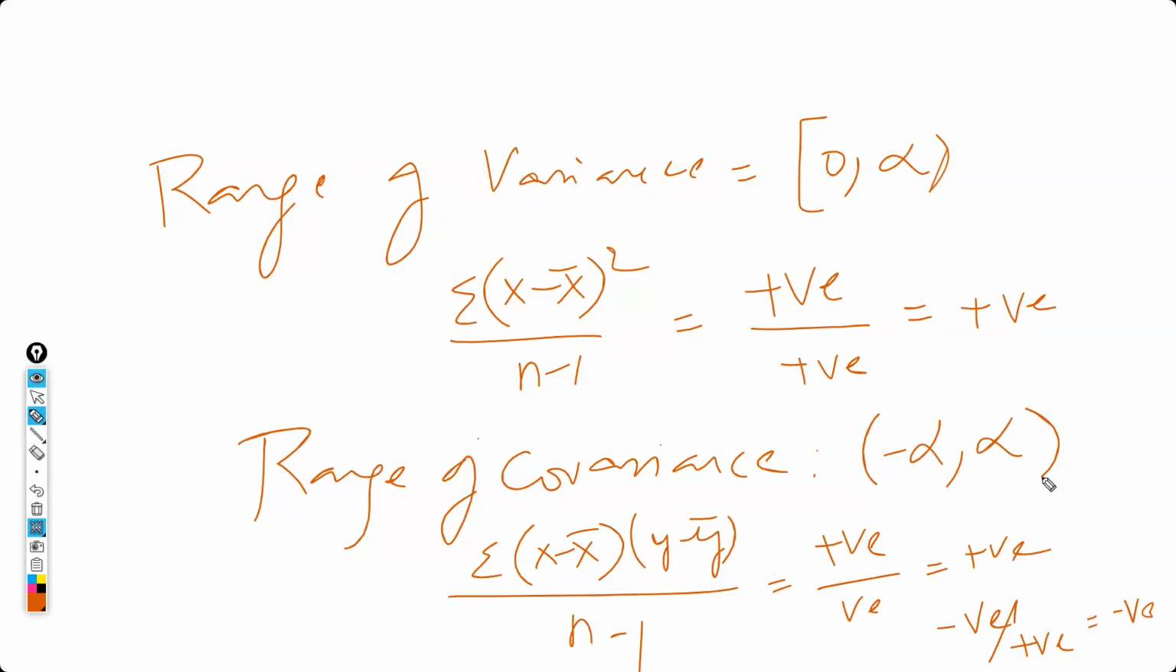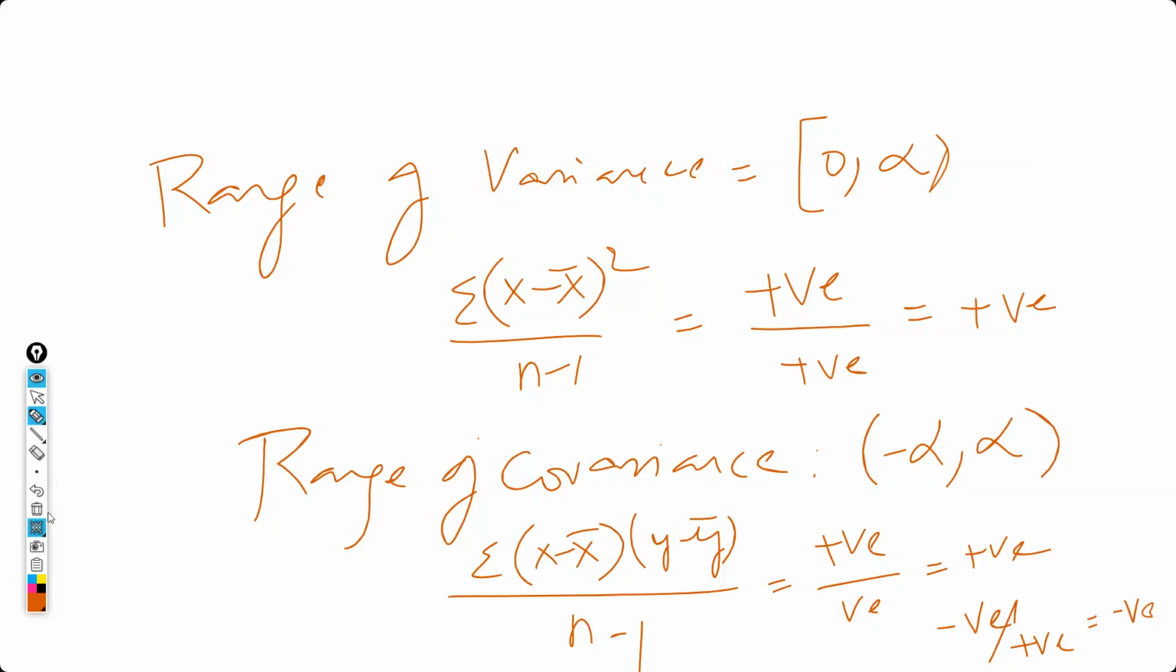Okay, is the point clear? When there is a possibility of negative values, the range is going to be between minus infinity to plus infinity. Is the point clear? It tells how much variation there is when compared from the first one to the second one. Okay, the first one to the second one, how much variation.